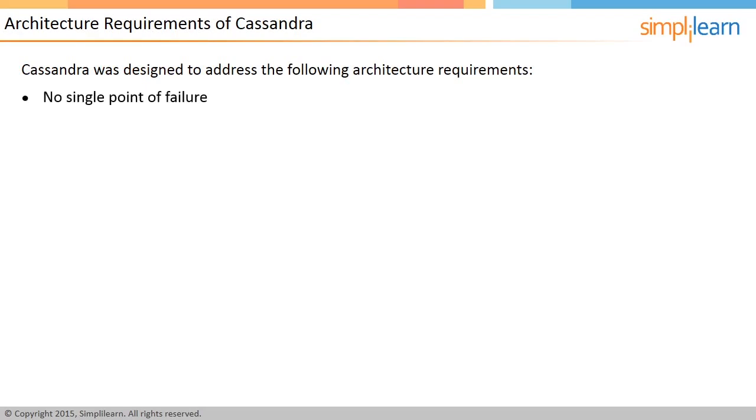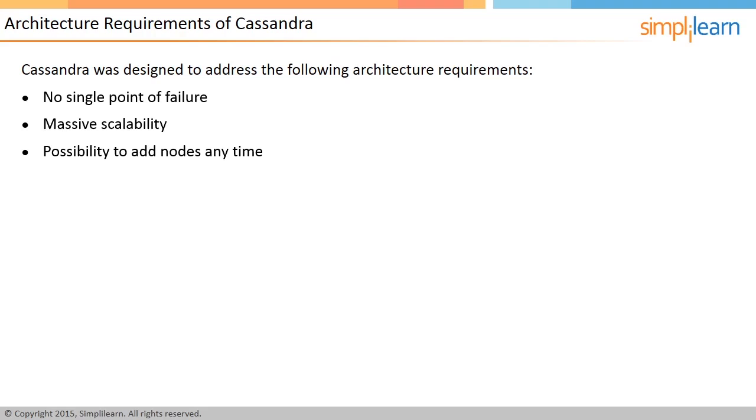This means that if there are 100 nodes in a cluster and a node fails, the cluster should continue to operate. This is in contrast to Hadoop, where the name node failure can cripple the entire system. Another requirement is to have massive scalability, so that a cluster can hold hundreds or thousands of nodes. It should be possible to add a new node to the cluster without stopping the cluster.